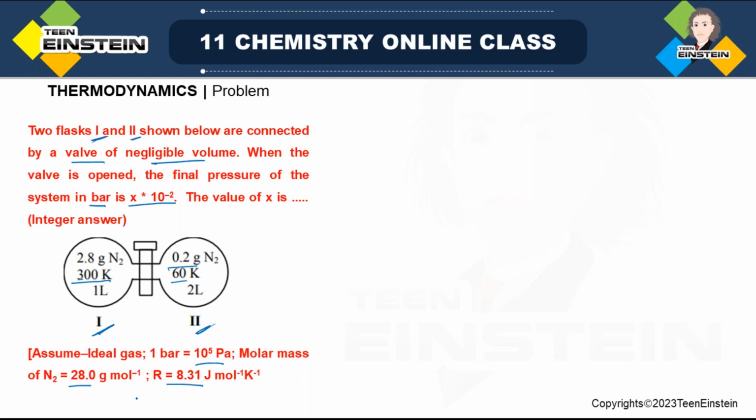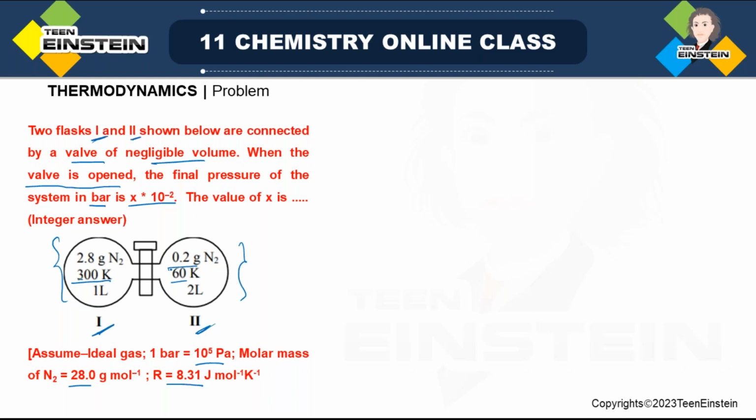Before going to the final pressure, first we will find the final temperature once you have opened the valve, because initially these two flasks are isolated, they are not connected to each other. Under that condition, these are the quantities mentioned: volume, mass, and temperature. But when you open the valve, what is the final temperature? First we will find that.